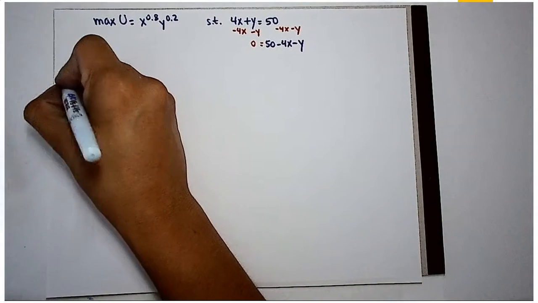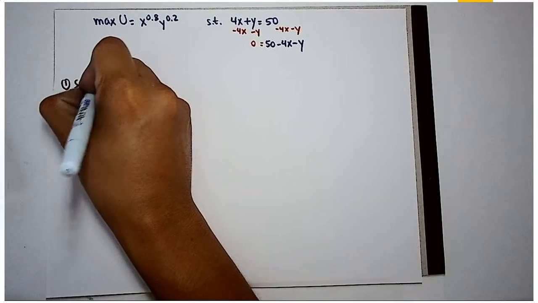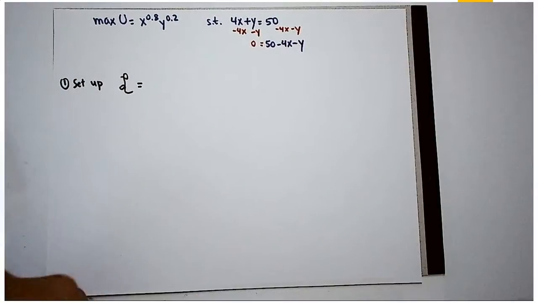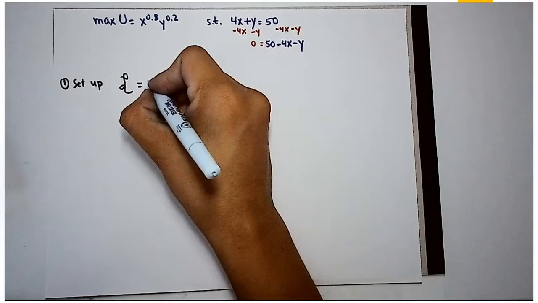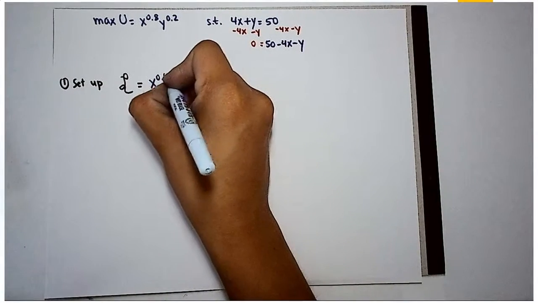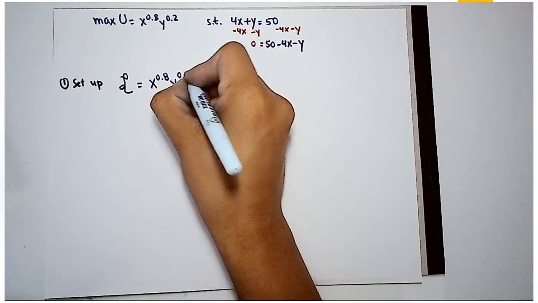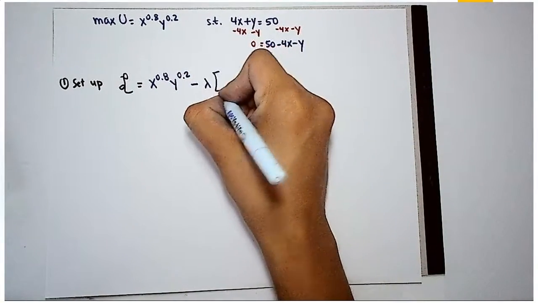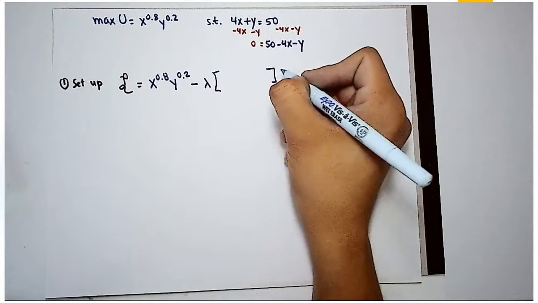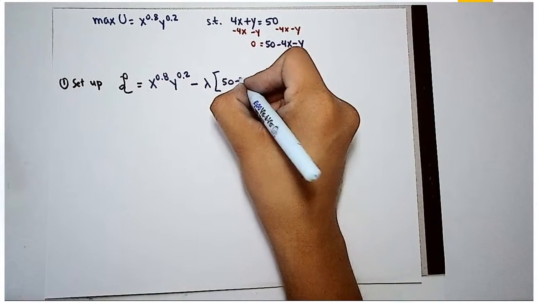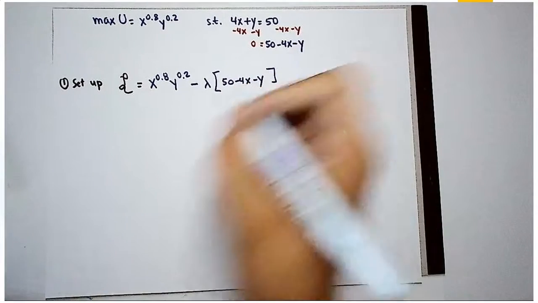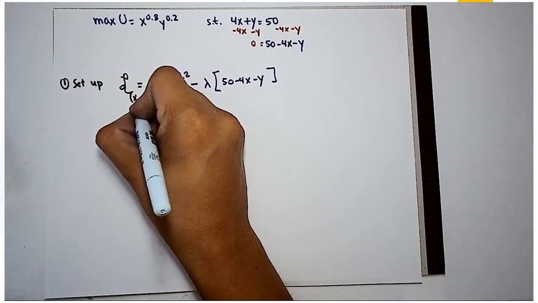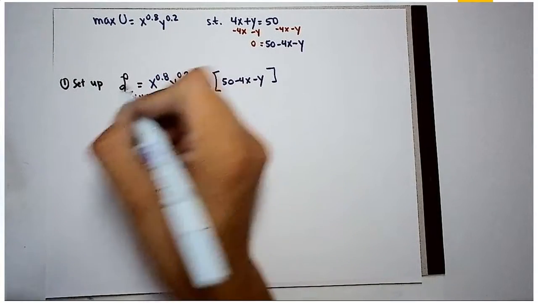So first, we need to set up the Lagrange. And here we put the objective function, which is the utility, minus lambda times the restriction, which is 50 minus 4x minus y. So this means that the Lagrange has three variables, x, y, and lambda.